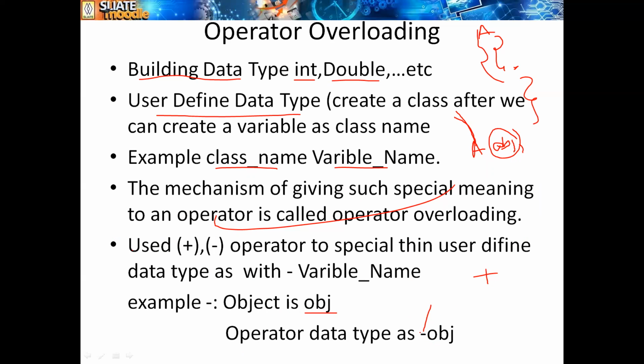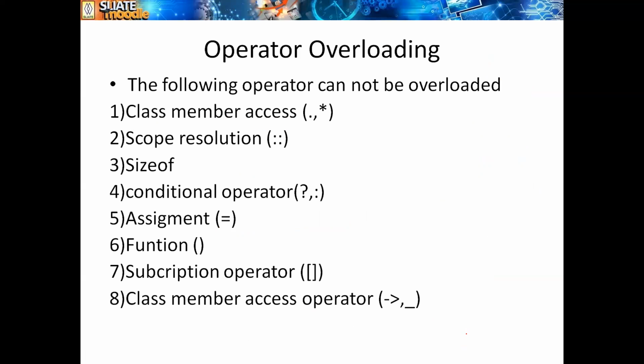For example, using minus with an object name, meaning a variable of a user-defined type, we can call the operator overloading method. I will discuss practically how to do this. I think after that you can understand what I said here.